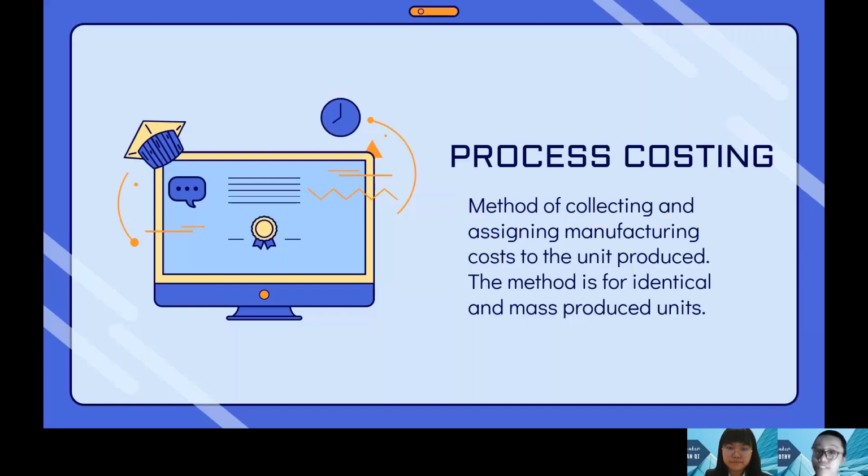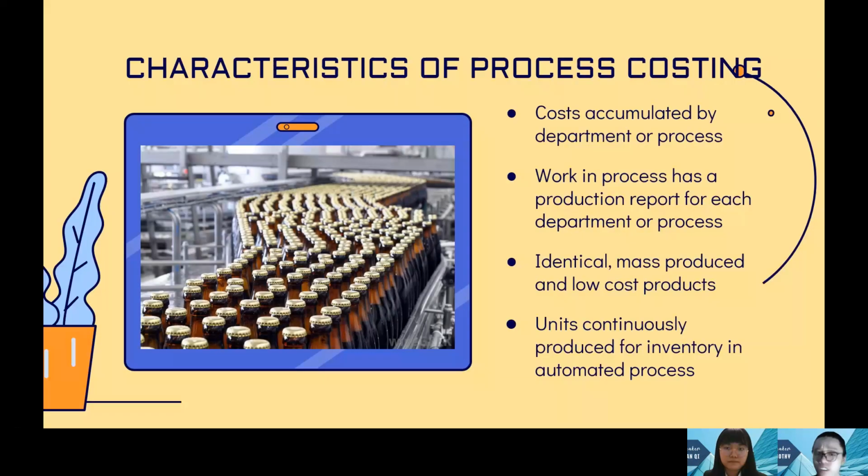First of all, let me explain the definition of process costing. It is a method of collecting and assigning manufacturing costs to the units produced. The method is for identical and mass-produced units. It is a methodology used to allocate the total cost of production for homogeneous units only, via a continuous process that usually involves multiple steps or departments.